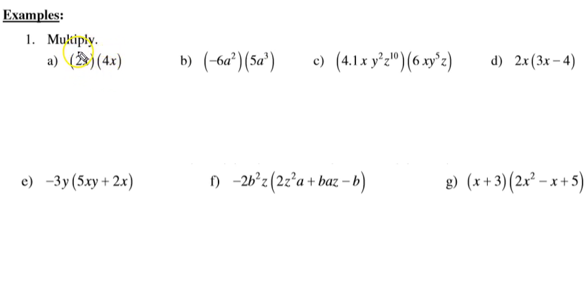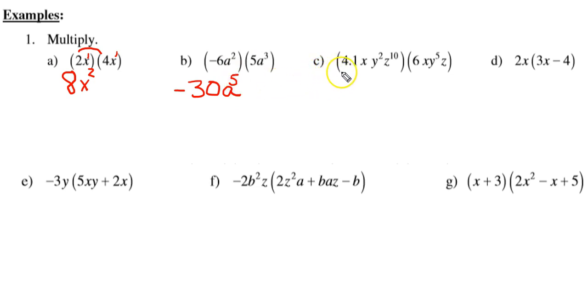So we would multiply the coefficients and get 8. And then we add the exponents. In this case, this is going to be x to the second. Multiply the coefficients. A negative 6 times 5 is a negative 30. And we add our exponents.